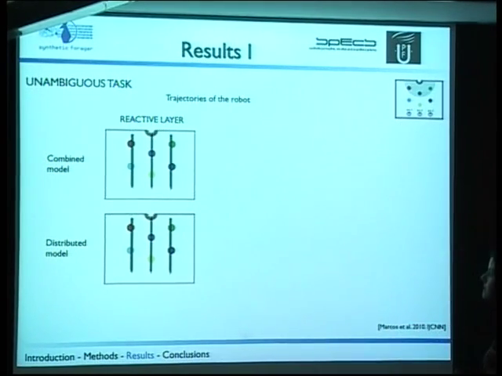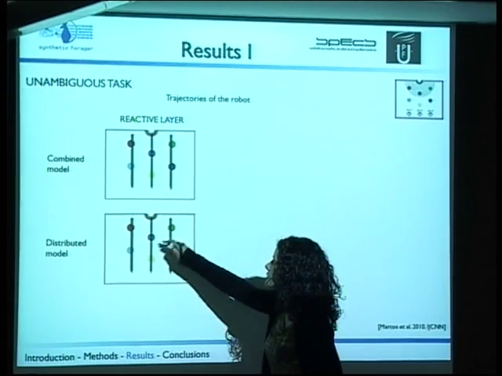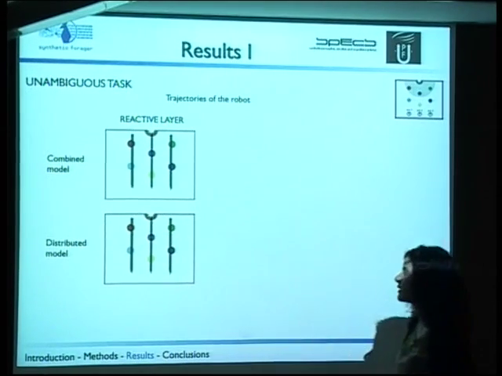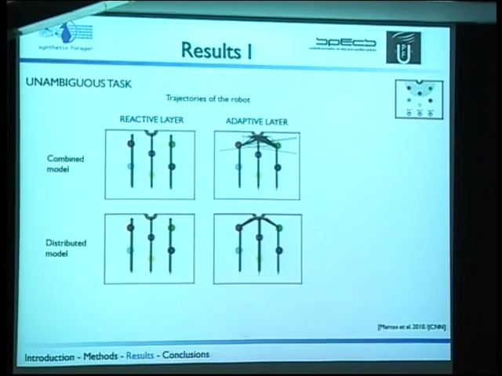So as it was expected, the reactive layer cannot solve the task because the light cannot be sensed. It is not high enough to trigger an action. So all the trajectories of the robots are to go forward. And this is the adaptive layer performance.